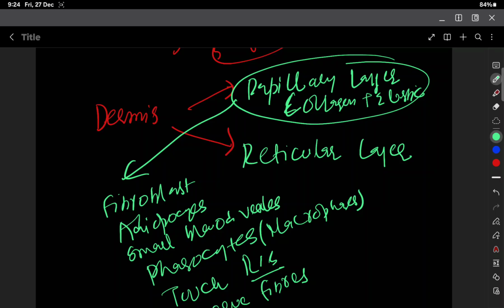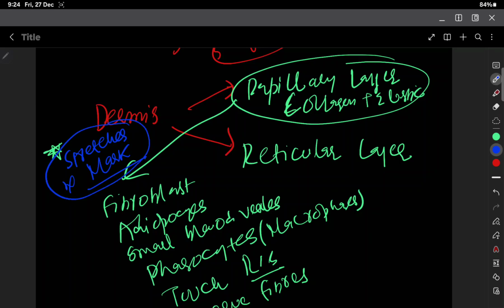So with this papillary layer, one more thing which is important here, you can remember this point. During pregnancy, this papillary layer stretches and this causes marks, which are called stretch marks or pregnancy marks. These are all because of the papillary layer which stretches during pregnancy and causes the skin to have marks.